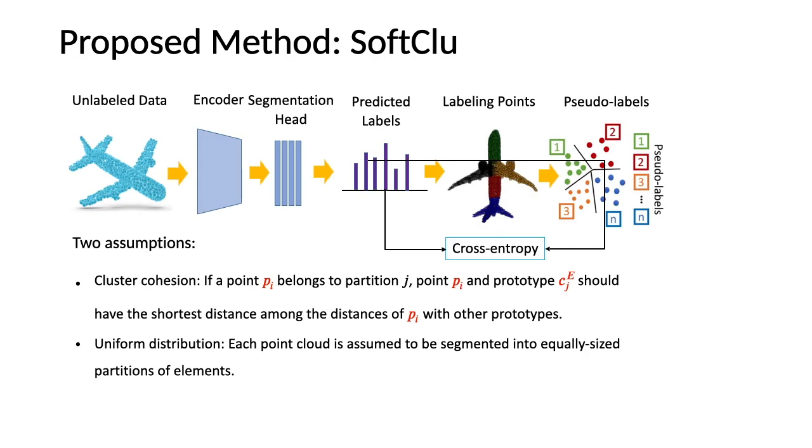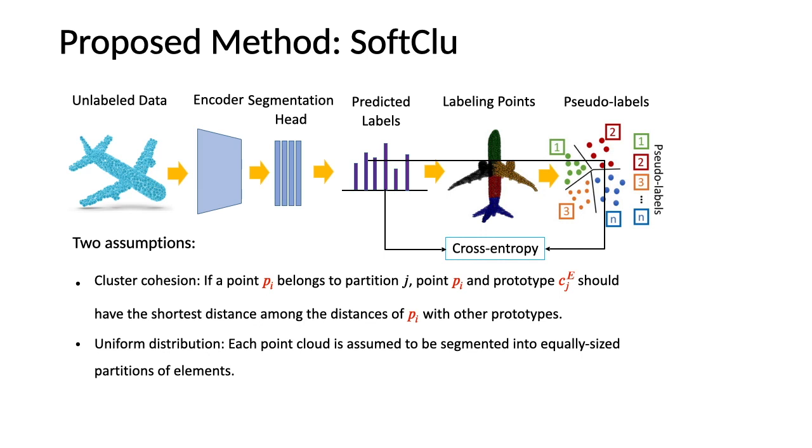The output of our work is SoftClue. Our method first sends unlabeled data to a backbone and segmentation head to predict point-wise labels. Then, a cluster module is applied to produce pseudo-labels. Finally, a cross-entropy loss is used to train the backbone.